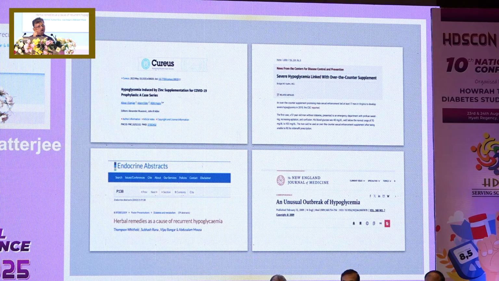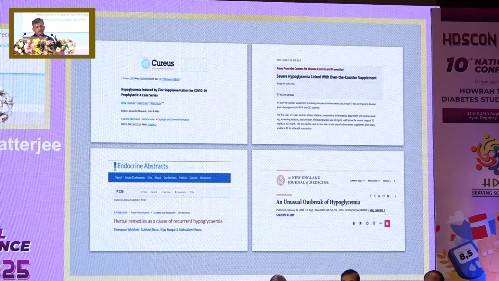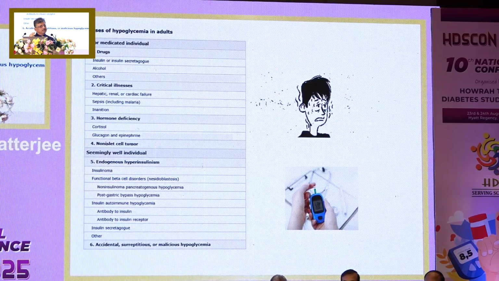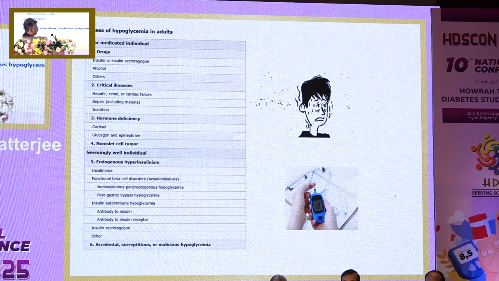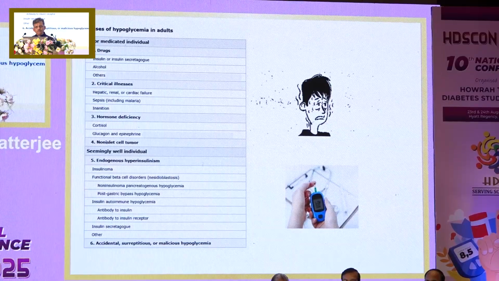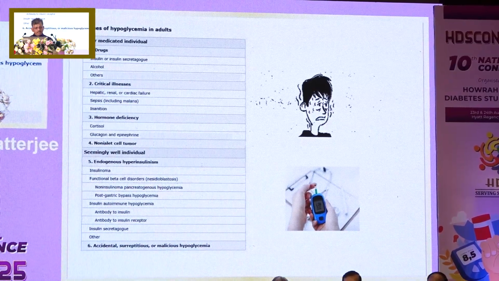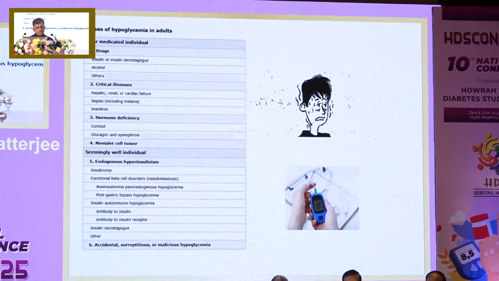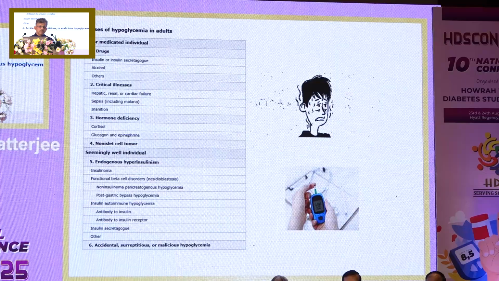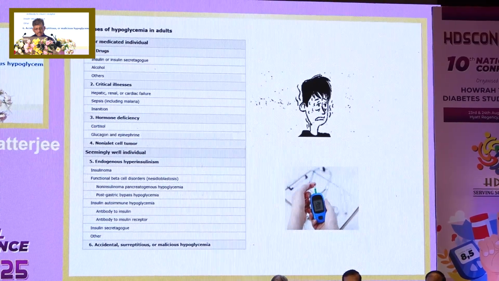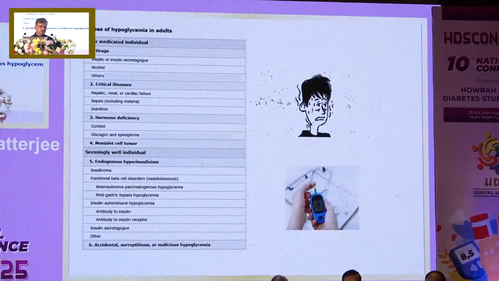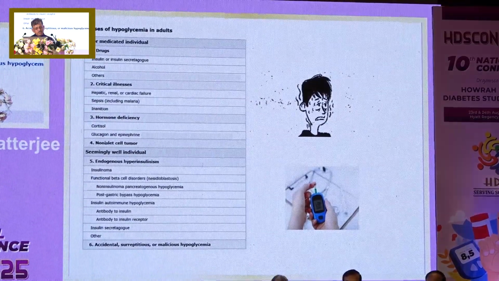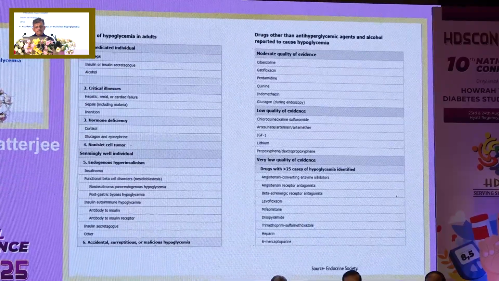So we have to talk about this also, but take a long history if possible. This is a list of causes of hypoglycemia. I am not going into detail. I will talk about a few parts of this chart. It is very important to understand that for hypoglycemia in an otherwise healthy person, you need to have a very close clinical history and a lot of investigations.